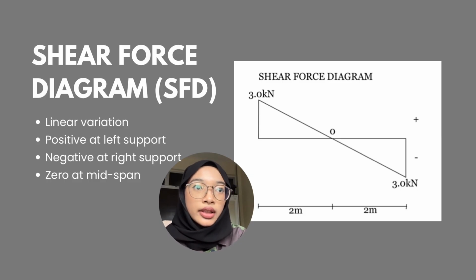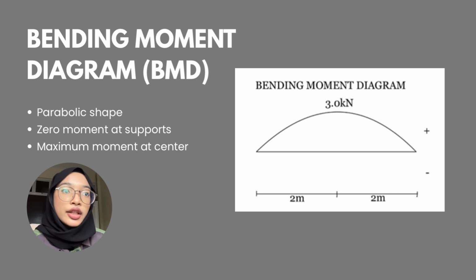This slide shows the shear force diagram. The shear force decreases linearly from the left support to the right support and crosses zero at the mid-span. This slide shows the bending moment diagram. The bending moment is zero at both supports and reaches its maximum value at the mid-span.